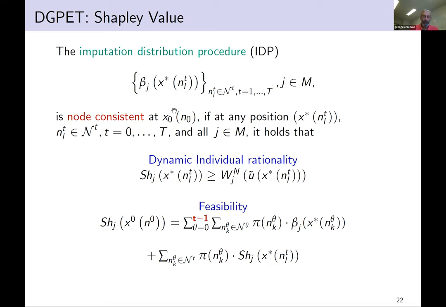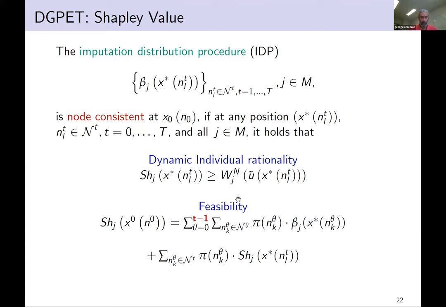And we say that this IDP is node consistent if at any position we have the following. What player J is entitled to obtain in his Shapley value at this particular node should be larger or equal to what he can get by switching to non-cooperation. And if this is true, I am done because it means that everyone is happy with cooperation and I would have achieved my objective of having cooperation sustained.